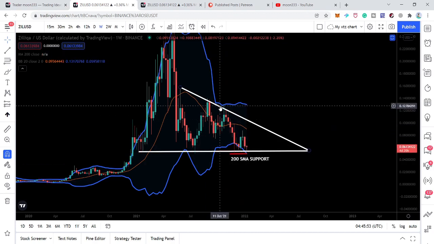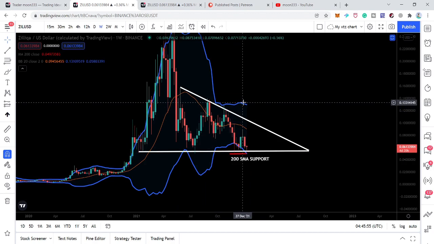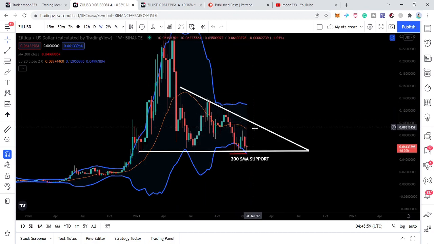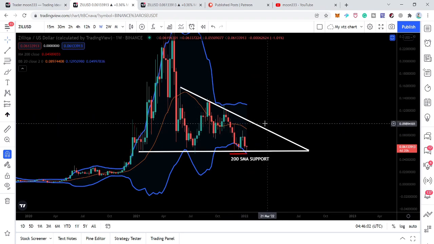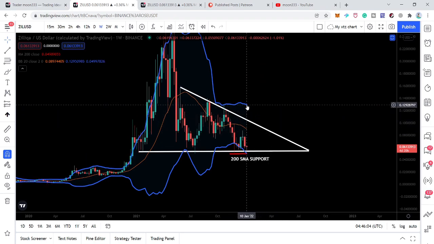Now you can see that the upper band of the Bollinger Bands is above the triangle. It is showing that in case we have a breakout from this triangle, then the price line can easily move up to this upper band, which is approximately at 12.9 cents or 13 cents.